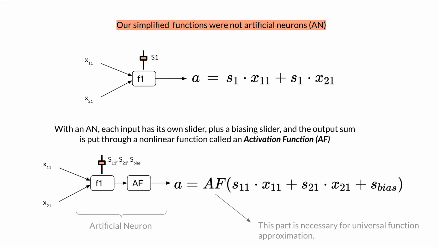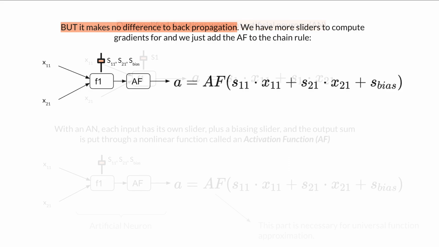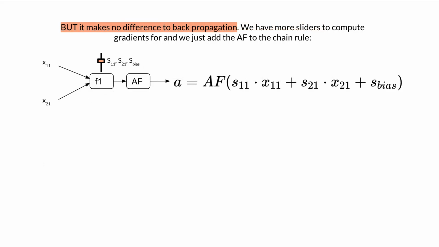So what happens when we switch from the toy example to fully blown perceptrons or artificial neurons? Well, in fact, nothing happens, because the math is exactly the same, and backpropagation, as I said at the beginning, doesn't really care what the functions are so long as they're differentiable. So we just have more sliders to compute gradients for. Now if we look at this one function, we have to compute the error with respect to s11, the error with respect to s21, and the error with respect to the bias. And we can simply apply the chain rule, and that goes for the activation function.